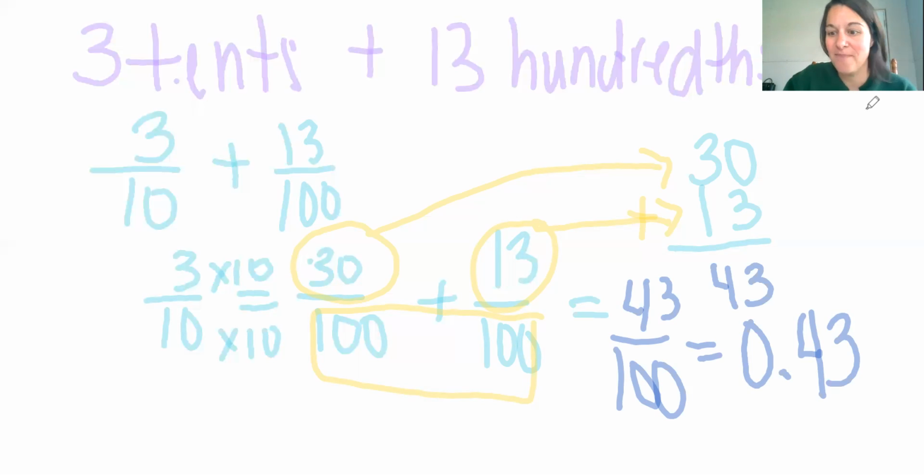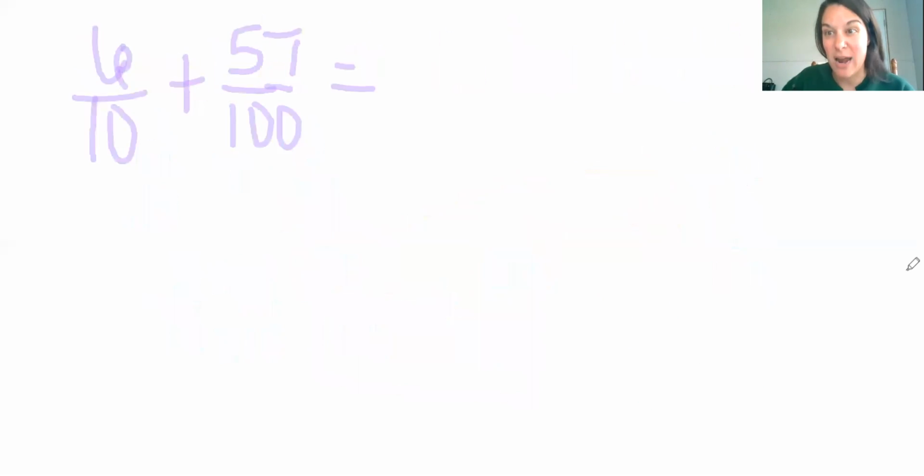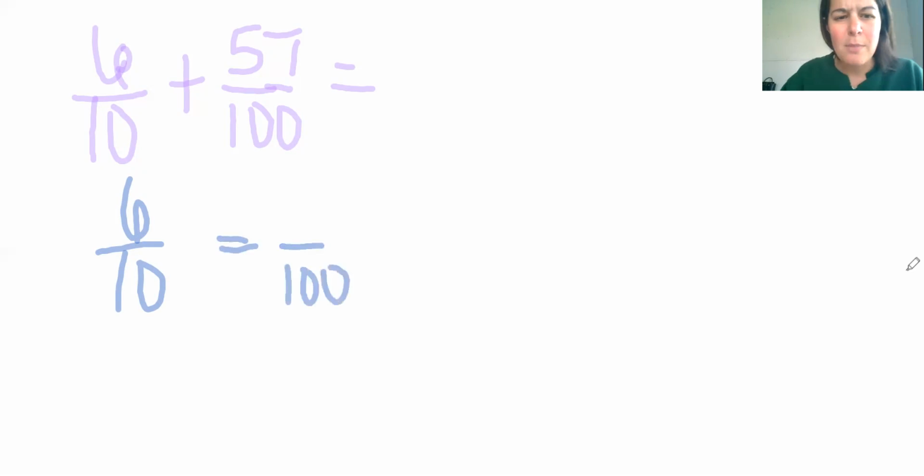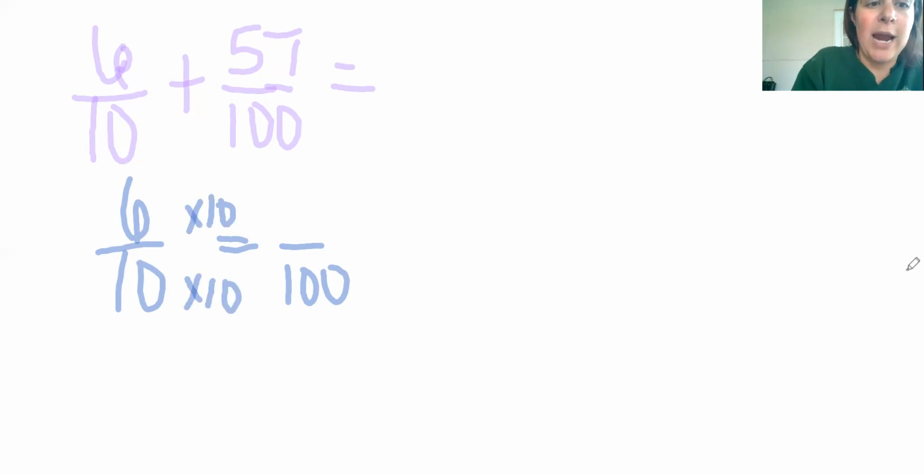Okay, let's try another one. The more examples, the better, right? All right, now I have 6/10 and 54/100. I just have to multiply that 6/10. Let's do it. 6/10, and we know we're going to multiply it by what? To make sure that I get it into hundredths, I'm going to multiply it by 10. What I do to my denominator, I do to my numerator.